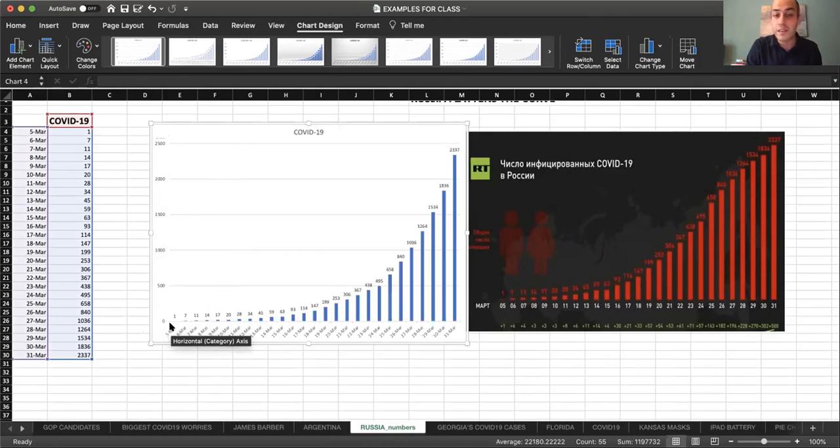And then I can see the x-axis too. This is the y-axis, this is the x-axis. I want to see the time, March 5th, 6th, 7th, 8th, 9th, 10th, all the way up to 31. Very good, so I can rely on this. Okay, so that's the idea.